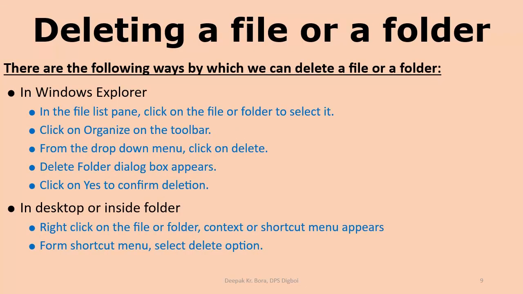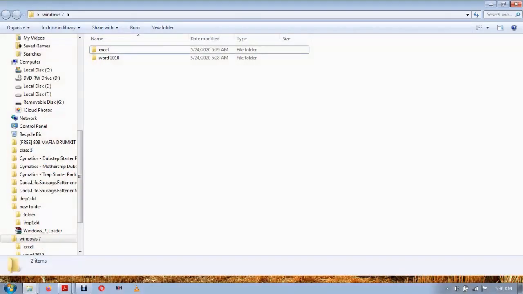Deleting a file or a folder. There are the following two ways by which we can delete a file or a folder. First in Windows Explorer and second in desktop or inside folder. I'm going to show you practically how we can delete a file or a folder. Now you see how to delete a file or folder.